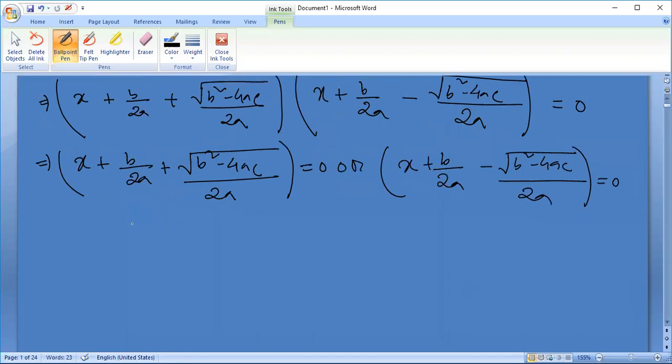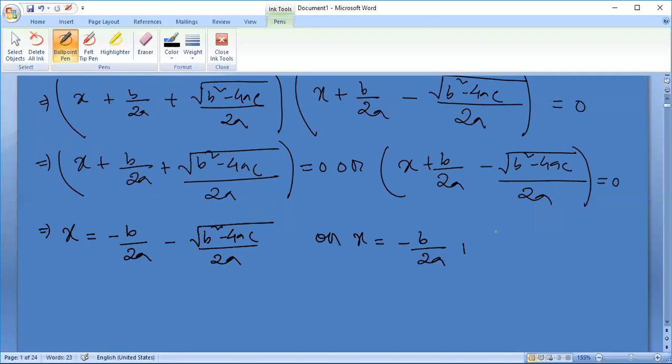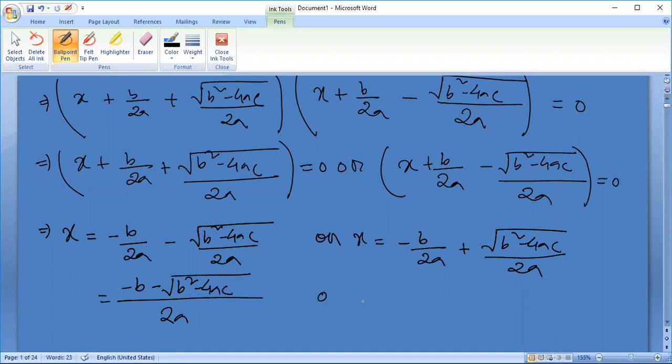Yes. Okay. Now see, here we can write x equal to minus b by twice a minus root of b squared minus 4ac by twice a, or x equal to minus b by twice a plus root of b squared minus 4ac by twice a. Now if you take LCM twice a, it will be minus b minus root of b squared minus 4ac, or x will be minus b plus root of b squared minus 4ac, over twice a. After this, clear all of you?